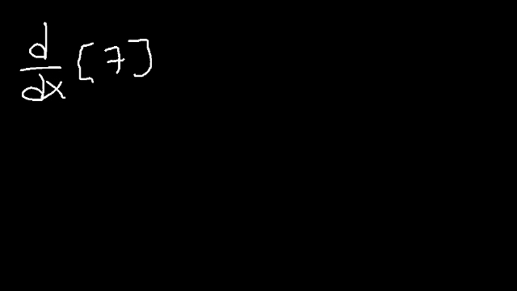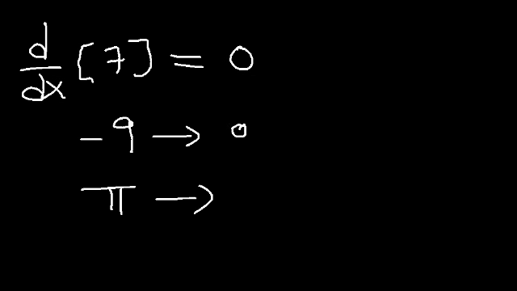Now, what is the derivative of a constant? So what is the derivative of 7? The derivative of any constant is 0. So the derivative of negative 9 is 0. The derivative of pi, that's a constant without an x, is 0. The derivative of e without the x is 0.